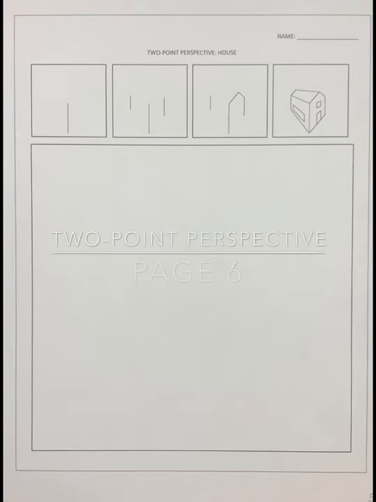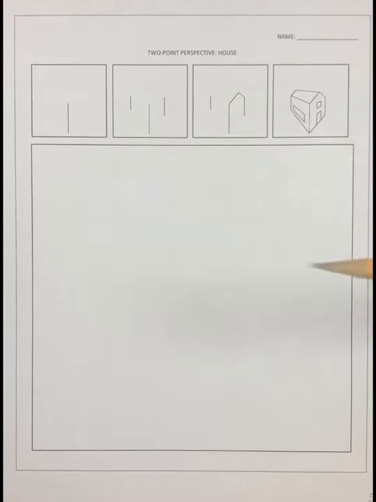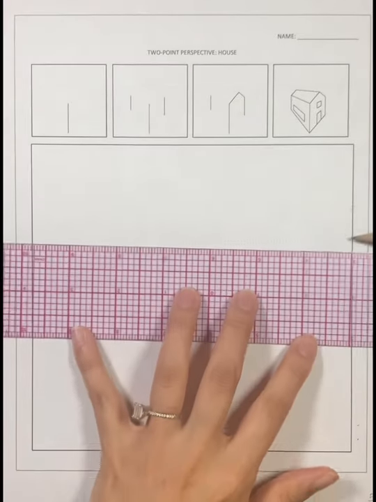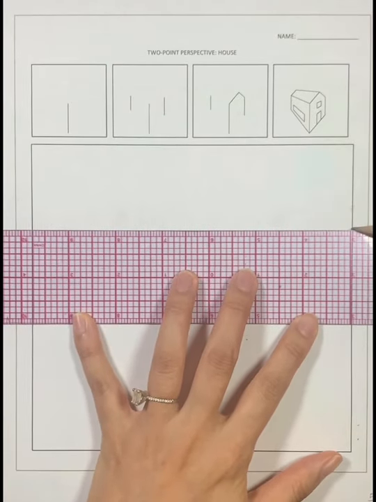All right, guys, this is 2-point perspective, how to draw a house, page number 5 in your packet. Let's go ahead and get started. Again, this says step by step, but I'm going to show you. Horizon line is above the center, so I'm just going to guesstimate about 1/3 from the top and create the horizon line.